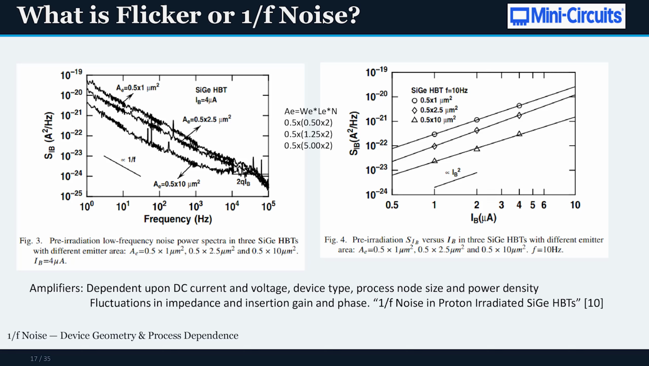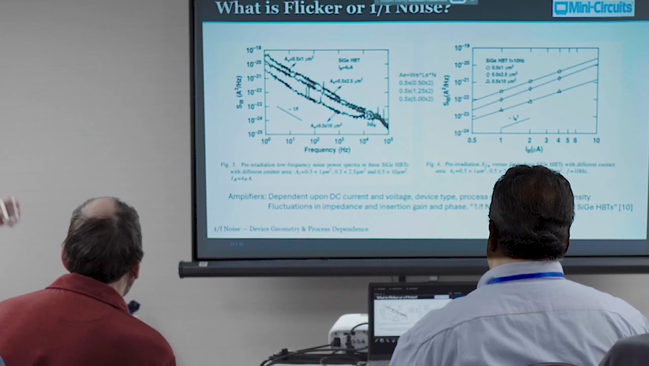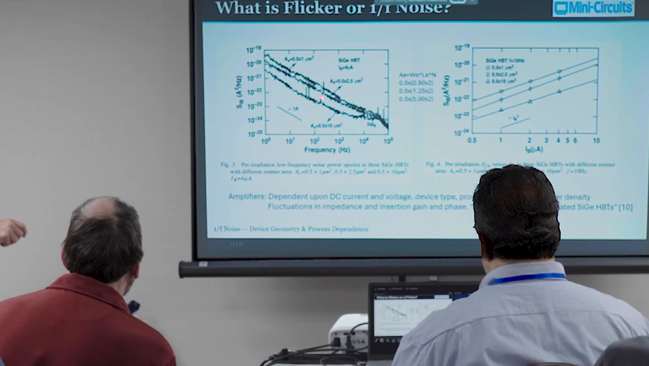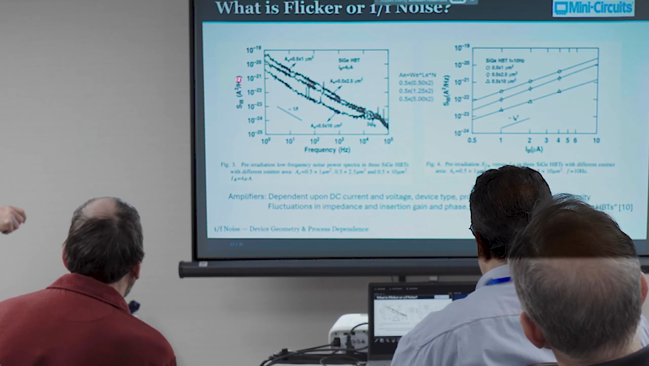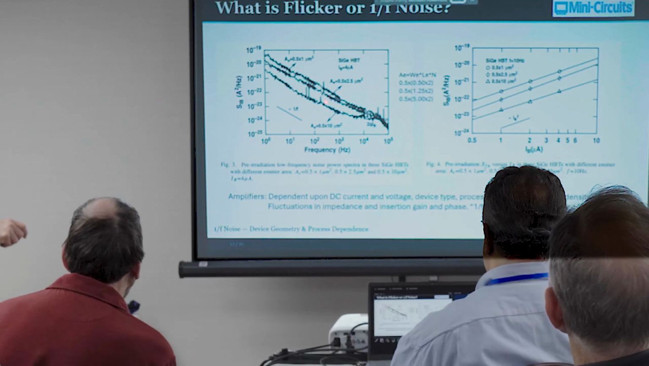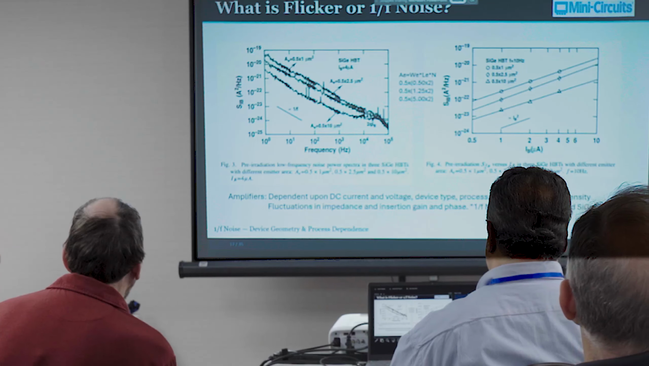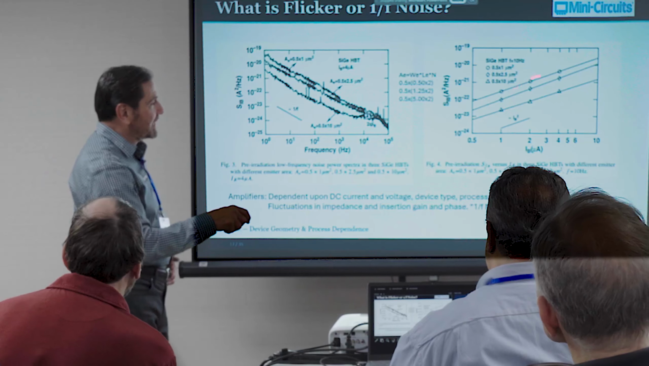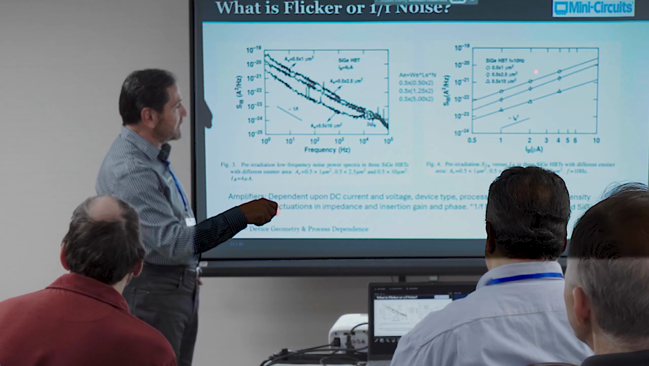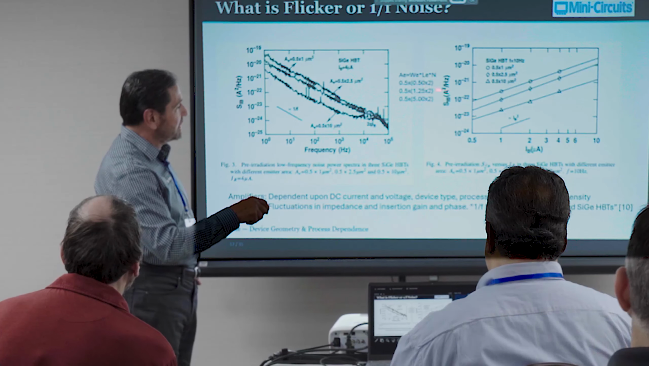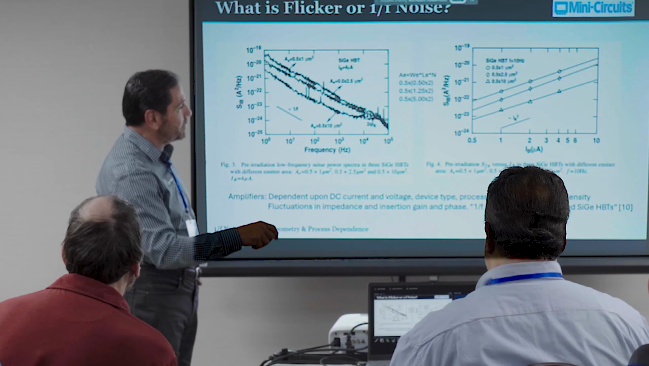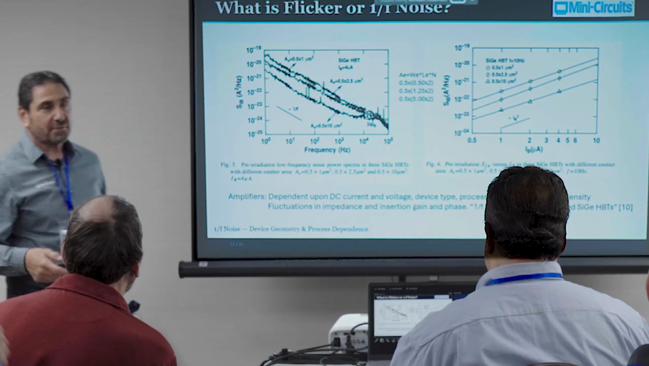So here's another paper. This was actually done by NASA because they wanted to see what happens when you irradiate these SiGe HBTs. But what this shows is that, again, for a fixed current, a larger area will have a lower power spectral density in the 1 over f region than a smaller periphery with the same current. And this is just a complementary way to look at the same thing, where as the periphery increases, this improves, and as the current goes up, it degrades for all three. So something to think about.